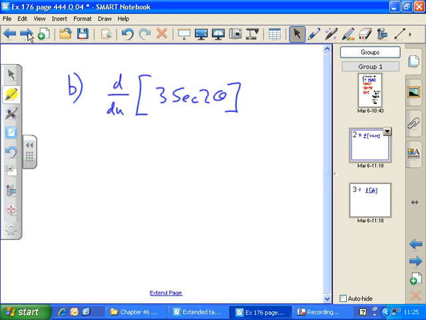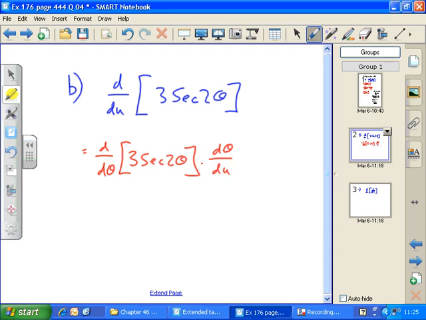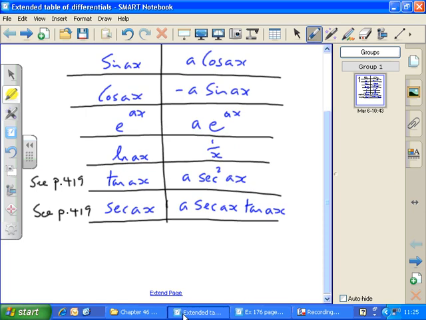Part B, we want to differentiate with respect to u this function here, which is in terms of theta, so this is going to equal d by d theta of the function 3 sec 2 theta multiplied by d theta by du, which is what we want to differentiate with respect to. Luckily for us, this function inside the square bracket is in our standard differentials, our extended table.